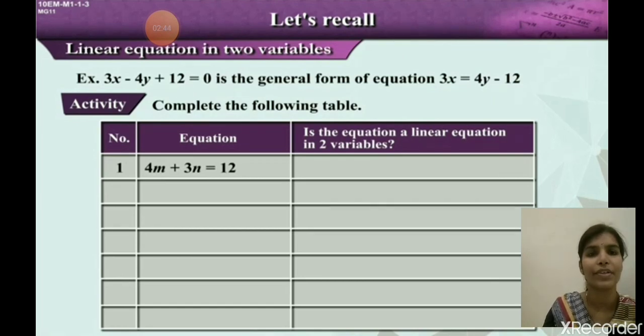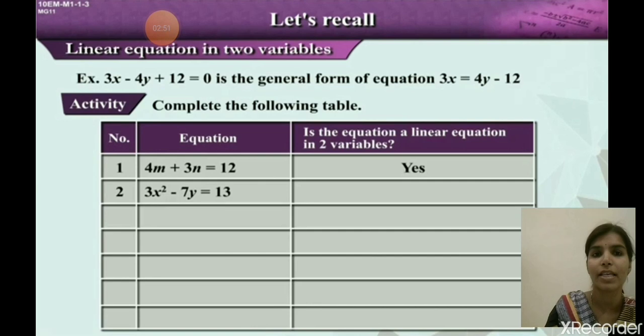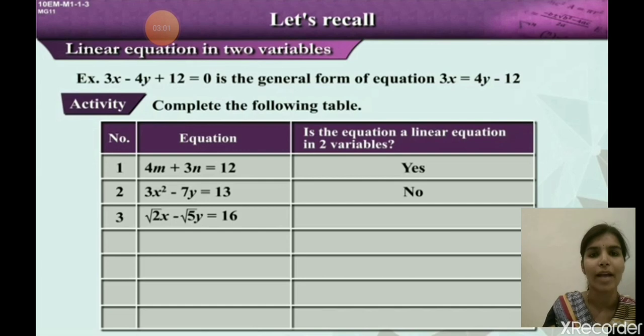4m + 3n = 12. Is it a linear equation in two variables? Yes. 3x² - 7y = 13. Here the degree of the equation is 2. So that's why this is not a linear equation in two variables. √2x - √5y = 16. Yes, because the degree of the variable is 1.